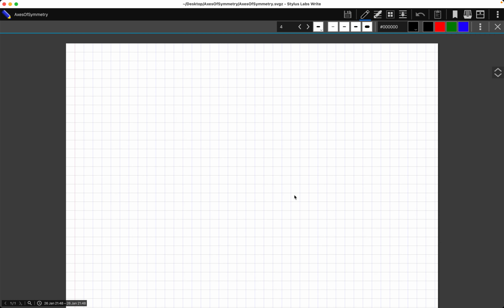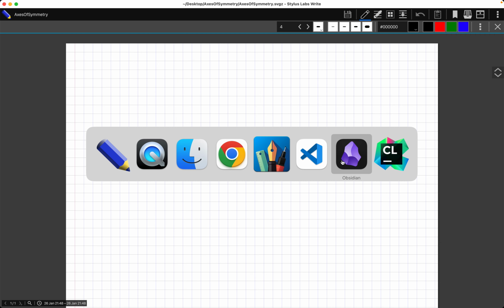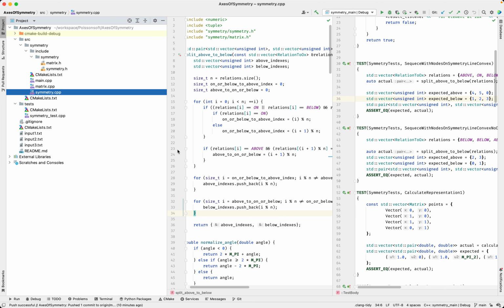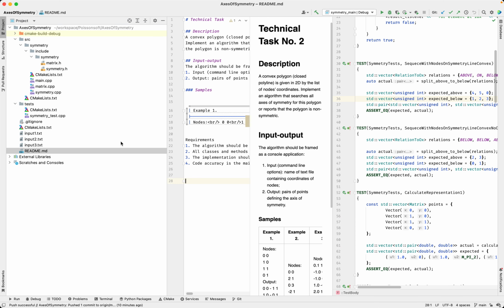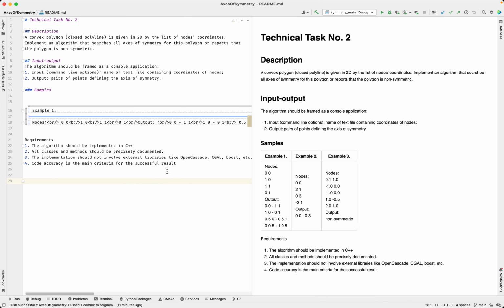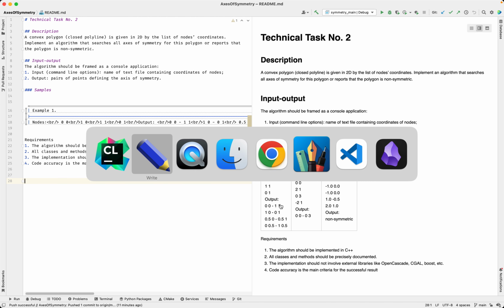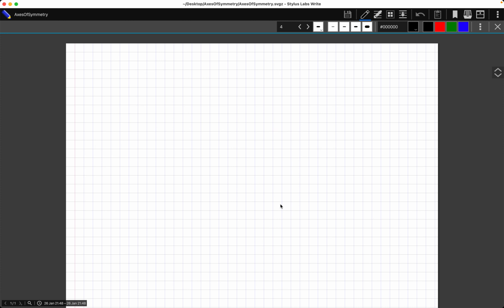Detection of symmetry angles. So given the initial task specification, for a convex polygon we need to calculate the lines of symmetry, which obviously rely on the existing points. For that we need to first consider the following.